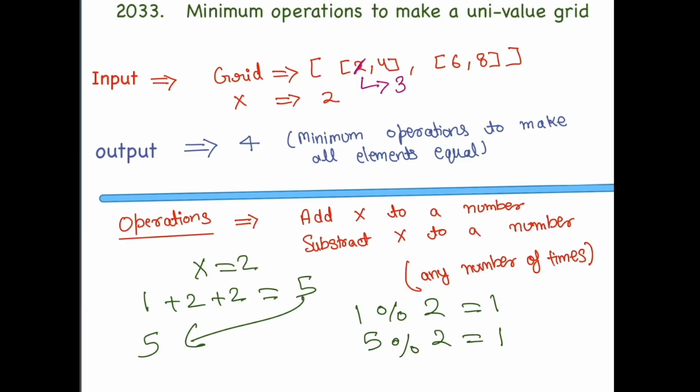And again, the reason is they have the same remainder factor, and if you add something to it, the remainder factor is not going to change because they are already equal. So we can make them equal by performing some operations, right?